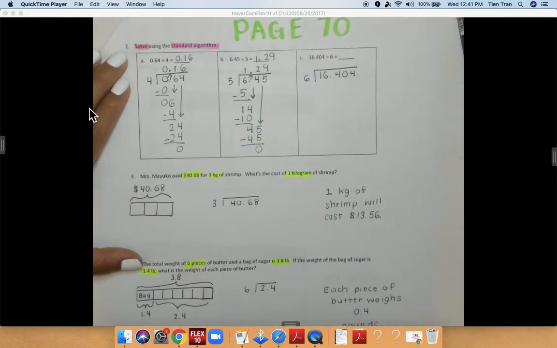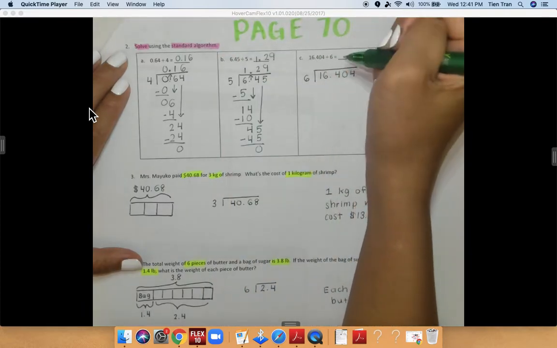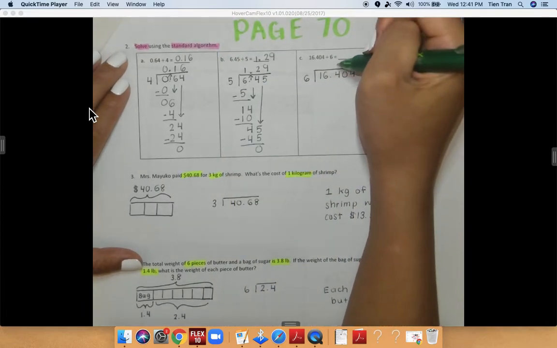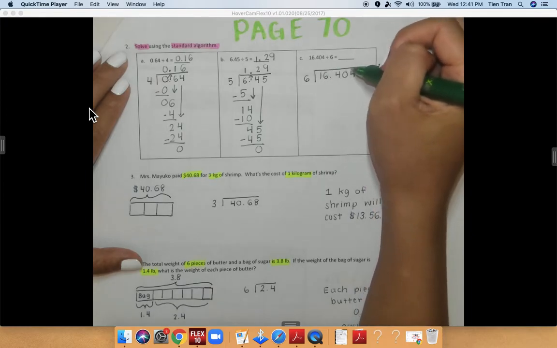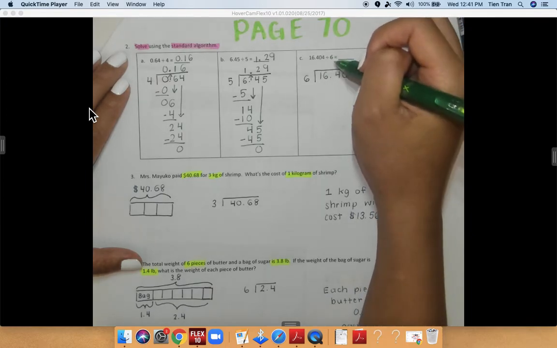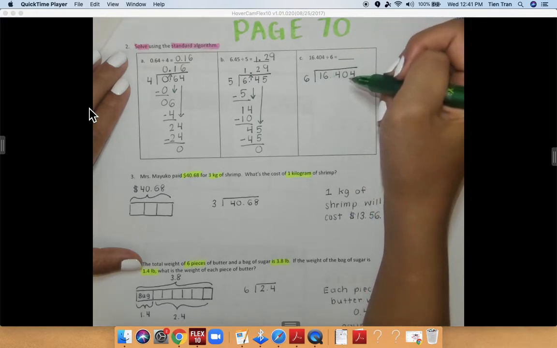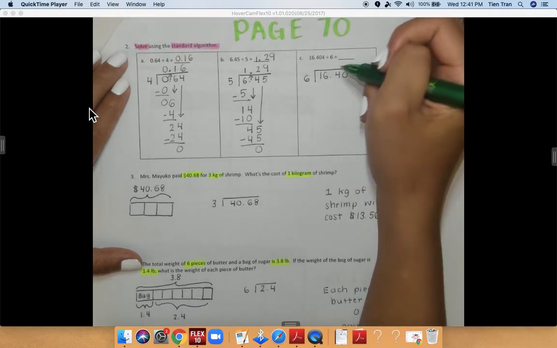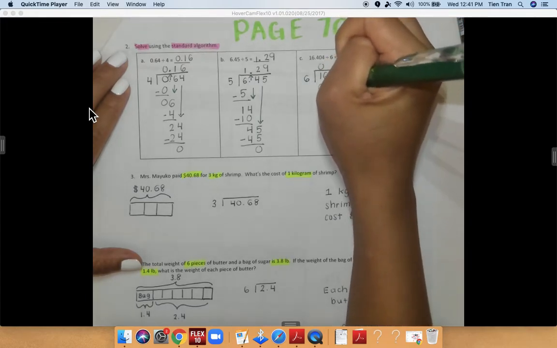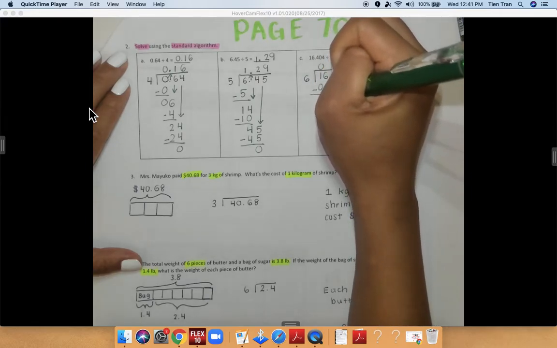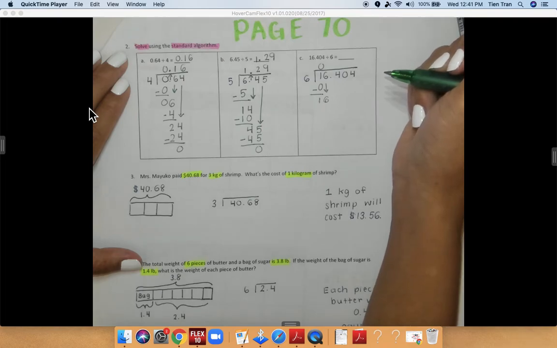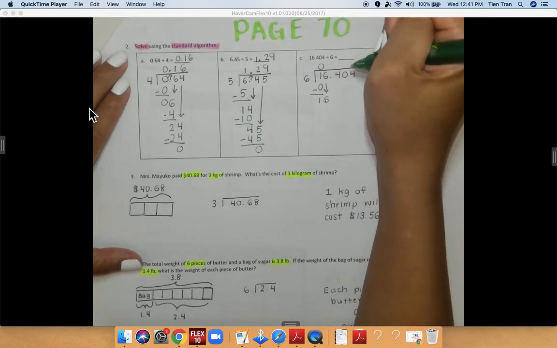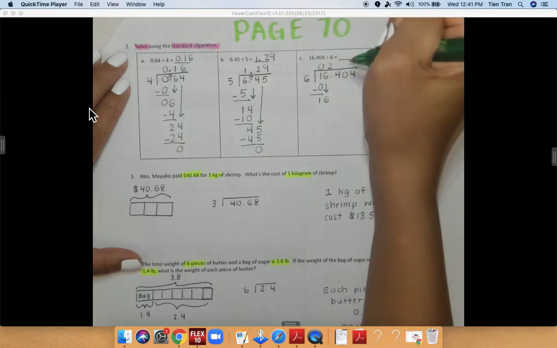Now, for problem C, we have 16 and 404 thousandths divided by 6. 16 and 404 thousandths is my dividend, so it goes inside. My divisor 6 goes outside. 6 can go into 1 0 times. 1 minus 0 is equal to 1. Bring down your 6. 6 can go into 16. How many times? 6 can go into 16 2 times.